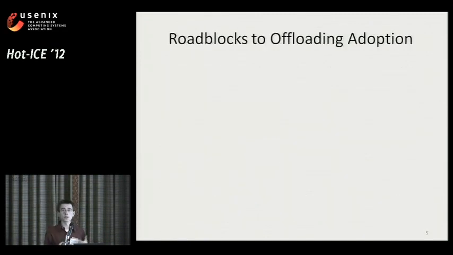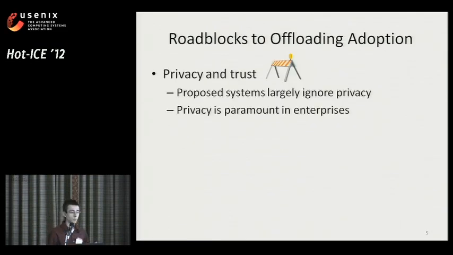The issue is that there are several roadblocks for enterprises actually being able to adopt these offloading systems in order to reconcile the demands of mobile applications. The first of these is privacy and trust. Privacy is a paramount and very important concern in enterprise networks, and so we need to make sure that when we're offloading an application, we're ensuring the privacy of the data that that application is using. And existing systems don't pay attention to the privacy of that data when making their offloading decisions.